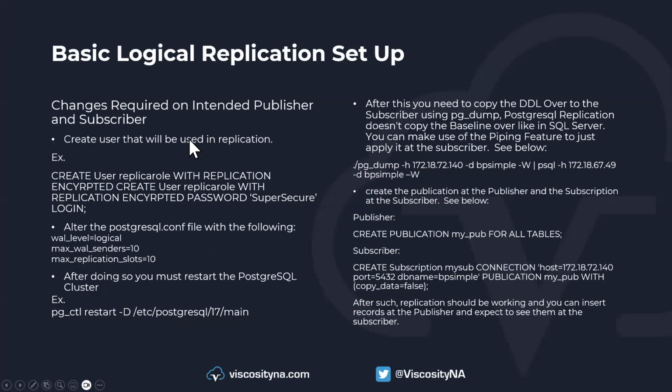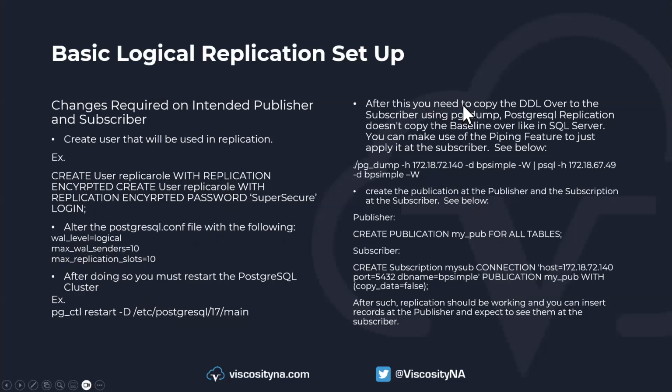Basic logical replication setup. This is a very vanilla setup just to give you a high-level overview. Changes are required on the publisher and subscriber. You create a user that will be used in replication just like you did previously. You would alter the postgresql.conf file. Some of these settings might look familiar. The wal_level, this time, instead of setting it to its default of replica, we're setting it to logical. And then you just comment out the max_wal_senders to 10 and the max_replication_slots to 10. After doing this, you would restart the PostgreSQL cluster again.